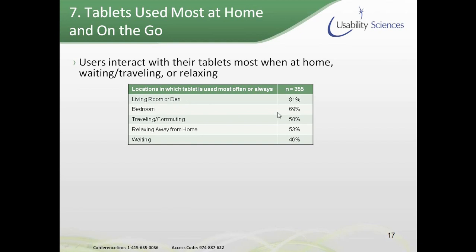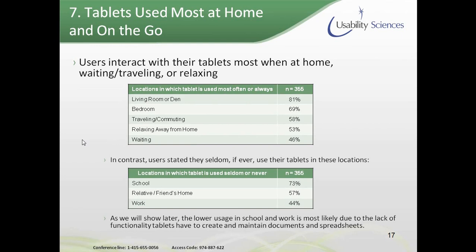The bedroom came in second at 69%, and then travel and commuting, so if you're on a train or a bus or a plane, 58% are utilizing their tablets then. Relaxing away from home, so maybe you're on vacation, you're typically taking your tablet with you because of the portability. And then maybe if you're waiting at the DMV or waiting in line for something, 46% of users stated that they typically use their tablets in that type of scenario. In contrast, users said that they seldom, if ever, use their tablets in certain locations. School, 73% said that they seldom or never use their tablets.